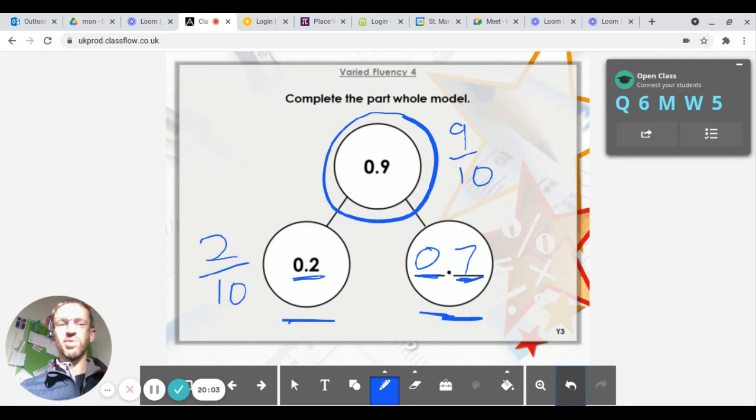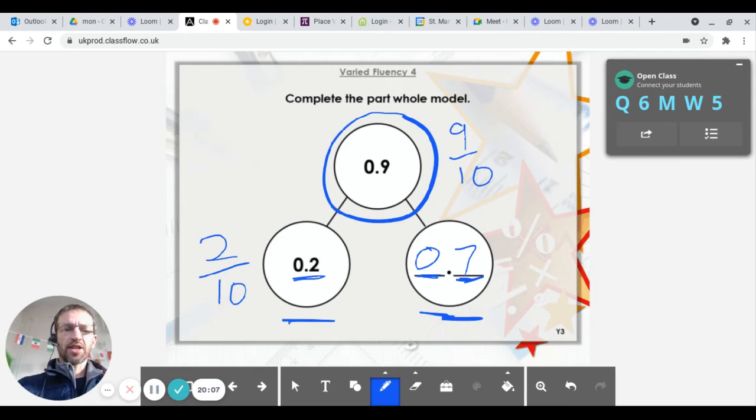Okay, I'm going to pause this and move myself out of the bright sunshine, otherwise I won't be able to see my screen. Okay, let's check that answer.